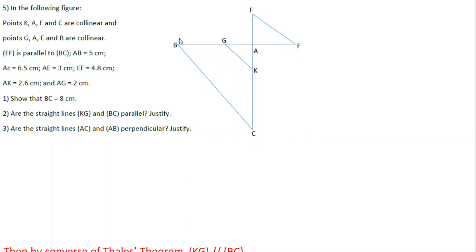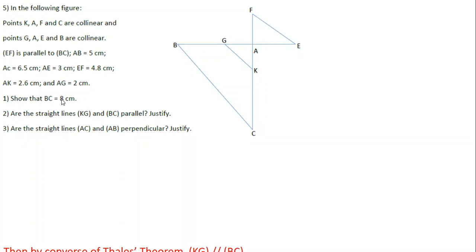AB is equal to 5 centimeters, AC is equal to 6.5 centimeters, AE is equal to 3 centimeters, EF is equal to 4.8 centimeters, AK is equal to 2.6 centimeters, and AG is equal to 2 centimeters. We are given these lengths that you see here. In question number 1, show that BC is equal to 8 centimeters. As if he is asking me, calculate BC. After calculating BC, what should be its length?